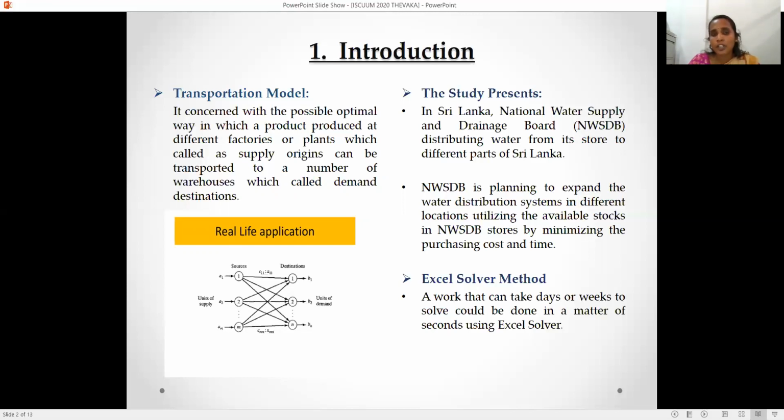This transportation model is a special kind of LP model, but the difference is that these types of LP models have a larger number of decision variables. That's why the manual process is not advisable for solving the transportation model. So we are using Excel solver, which is very friendly to all people handling this type of problem. That's why we are using the Excel solver method.